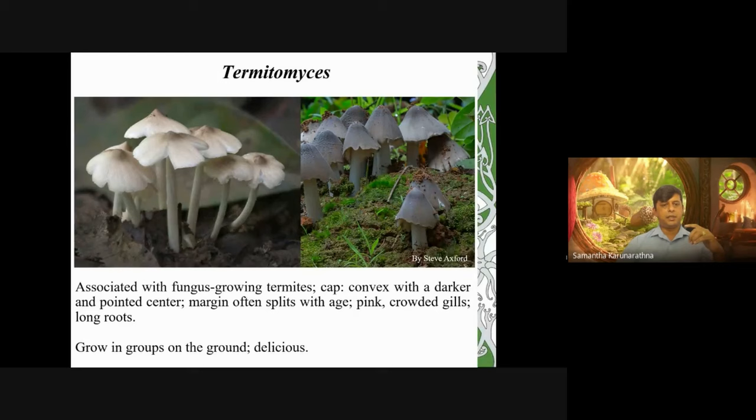They have a pointed dark center, as I mentioned, and the margin often splits at the edge. You can see here, the margin often splits. And they have pink spores, crowded gills, and long roots. Often you can see the root goes inside the soil until the termite combs. So this is a delicious mushroom. Next one, please.